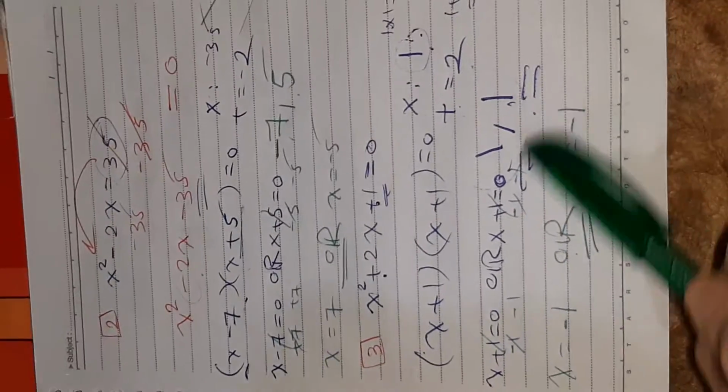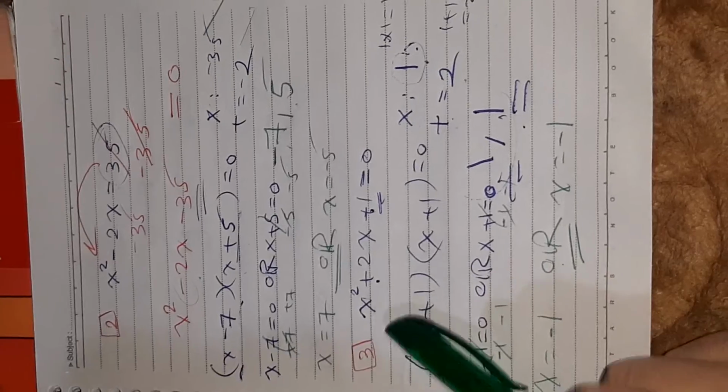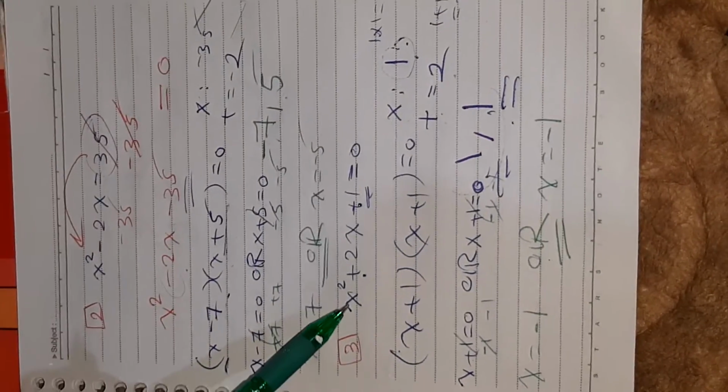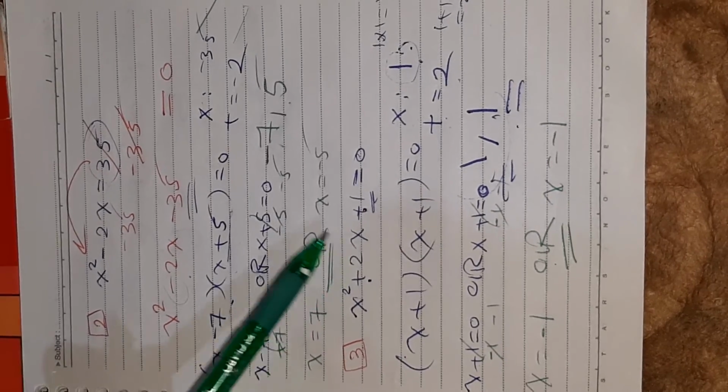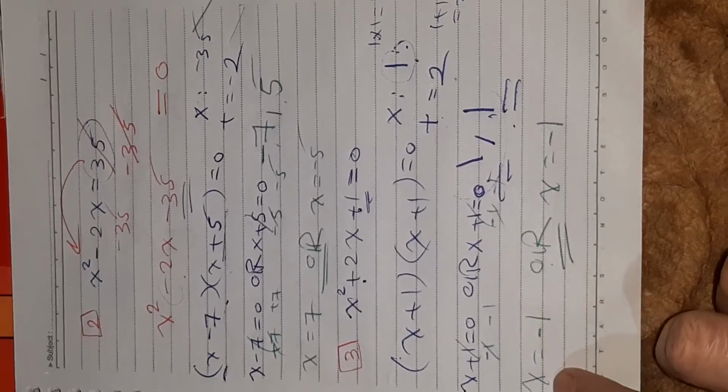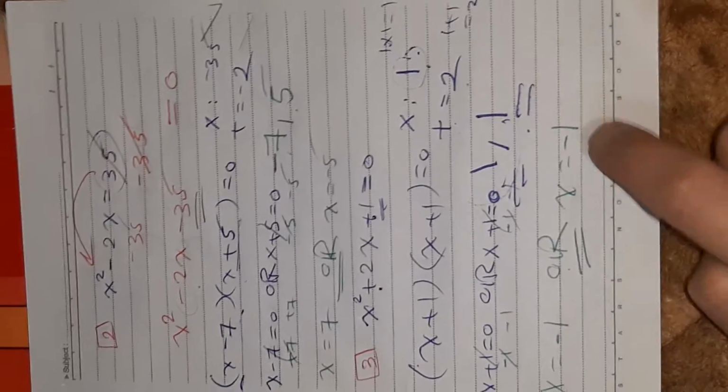It means the root of the quadratic equation is repeated. And here if you substitute x by negative 1, negative 1 squared plus 2 times negative 1 plus 1 equals 0. Be careful, this is x equals negative 1 and this is x equals negative 1.